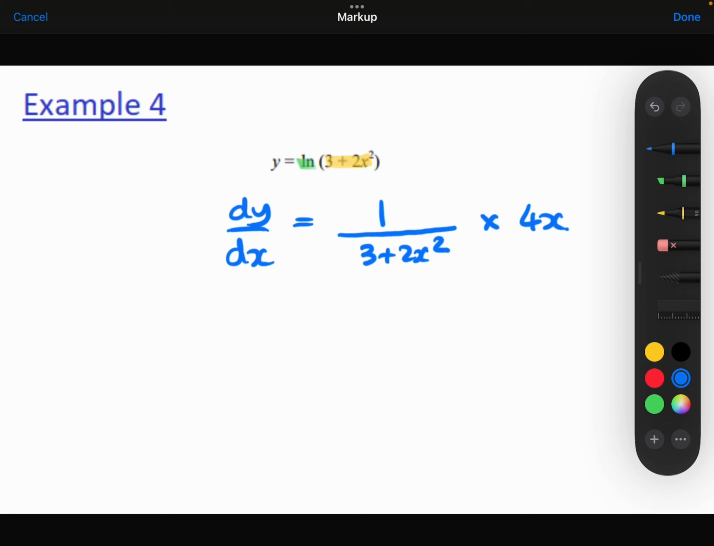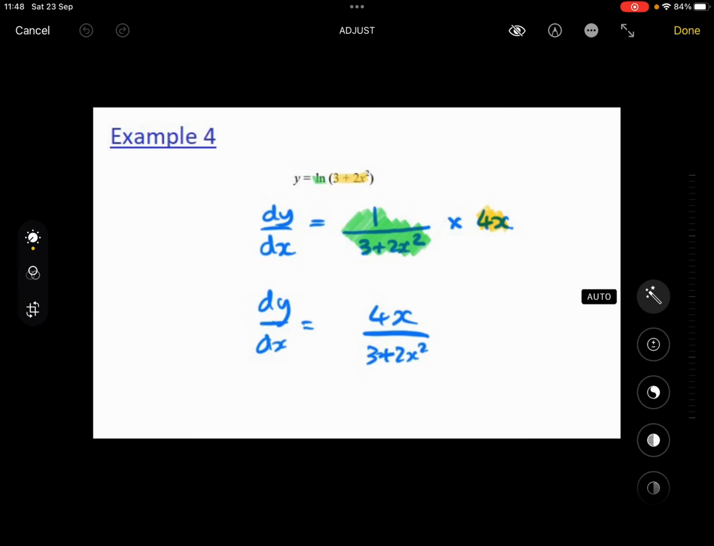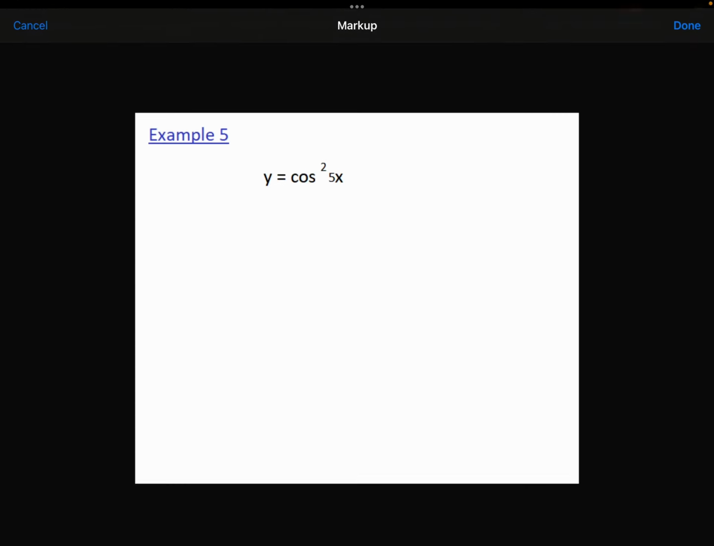is 4x. So this was me differentiating the ln with the inside staying the same. This was me differentiating the inside. I multiply them together by the chain rule. And then we can simplify that because the 1 times the 4x is 4x. And there we go. Last example now.